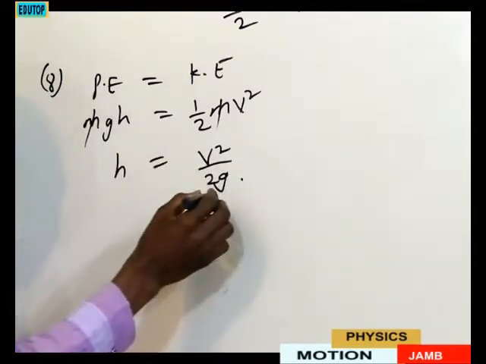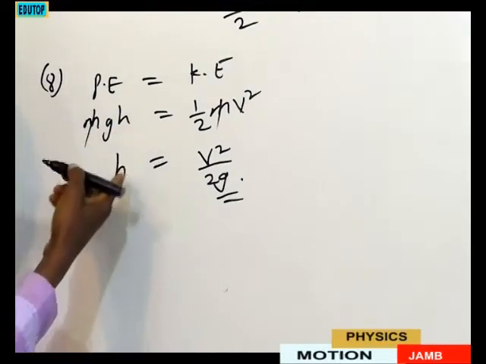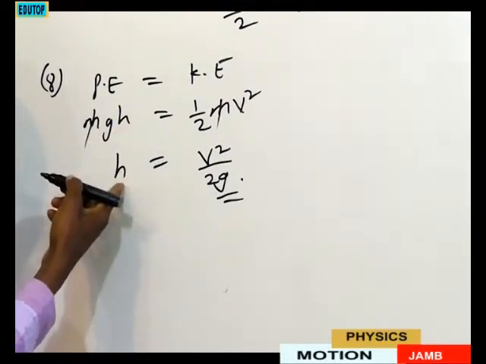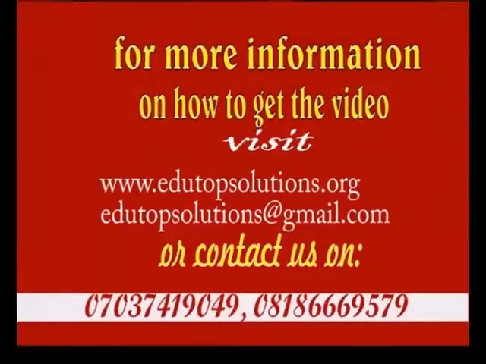This is what they are asking from you: at what height? And this is the height. You just make h the subject of the formula, then you have this. That is what they are asking from you.